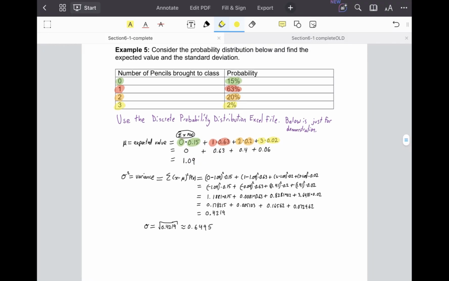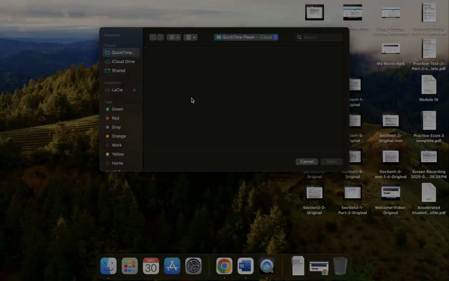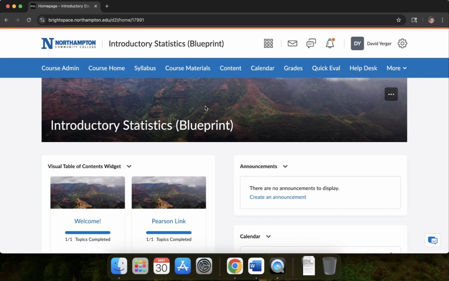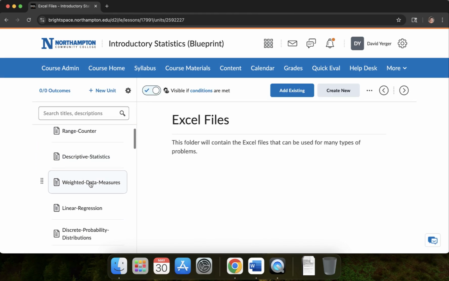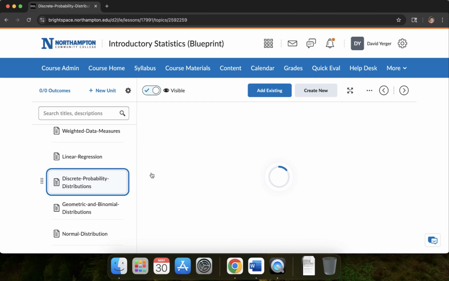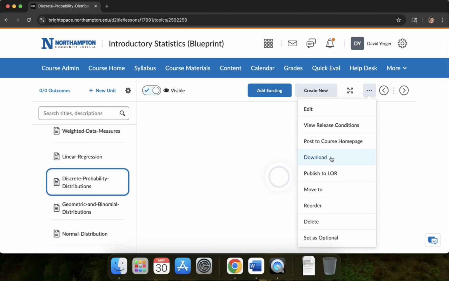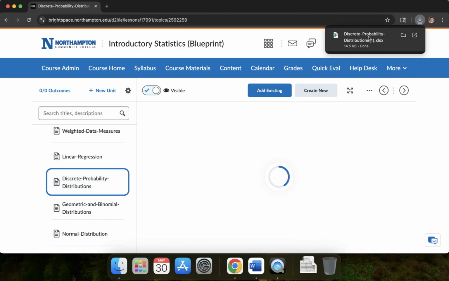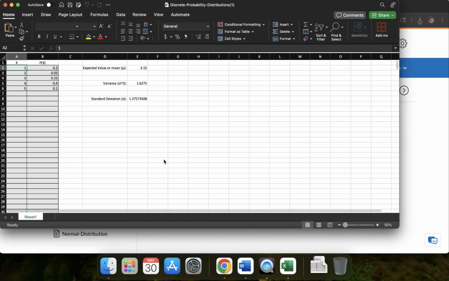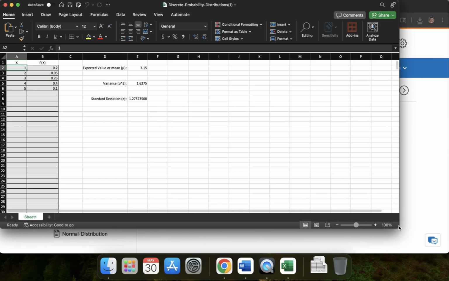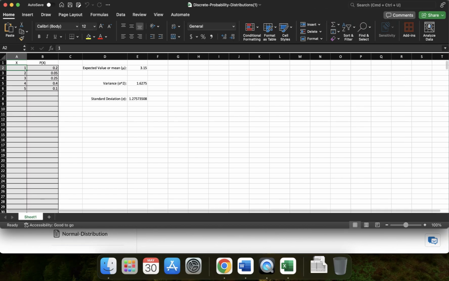Okay, so the technology is the discrete probability distribution, and I want to show you that one on our course, under Excel files and discrete probability distributions. I'm going to download that one, and open that up. Make it a little bit bigger.